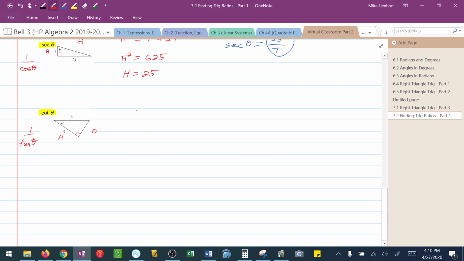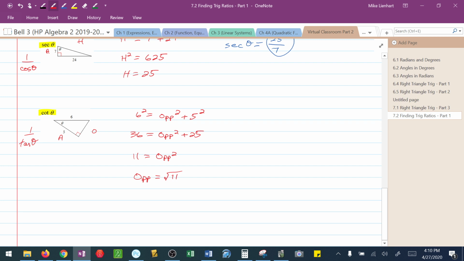I have to start with the hypotenuse. So 6 squared is equal to, I'm going to abbreviate it, OPP squared plus 5 squared. So 36 is equal to OPP squared plus 25. Subtract 25, that gives me 11 is the opposite squared. So then the opposite would be the square root of 11.